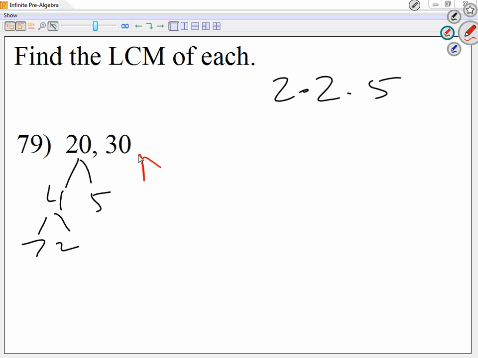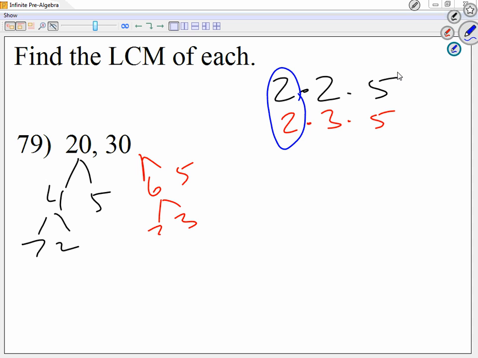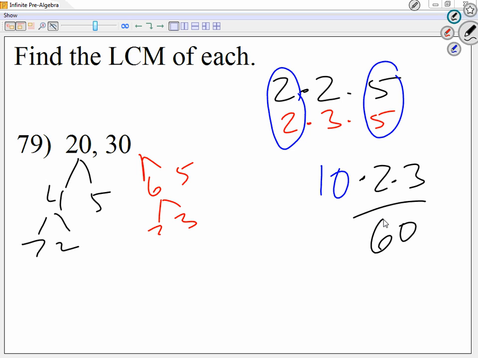Then 30, let me break that as 6 times 5, and my 6 is going to be 2 times 3. So I'm going to have 2 times 3 times 5. I see what they have in common. They have a 2, they have a 5. If I was working greatest common factor, I know my greatest common factor would be 10. But since I'm getting least common multiple, I have to take the greatest common factor multiplied by everything else that I did not get in a group. So I have to go times 2 times 3. So my answer should be 60.